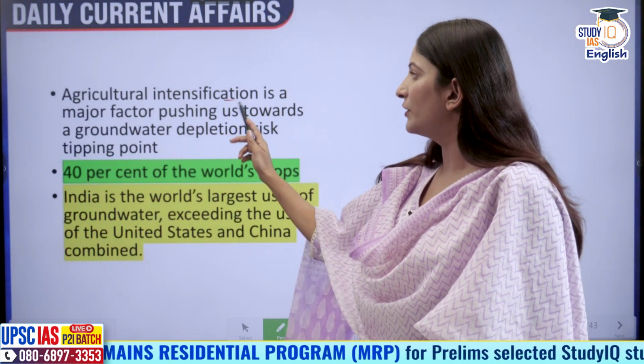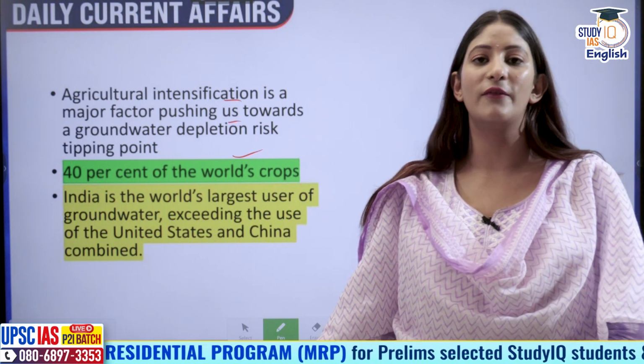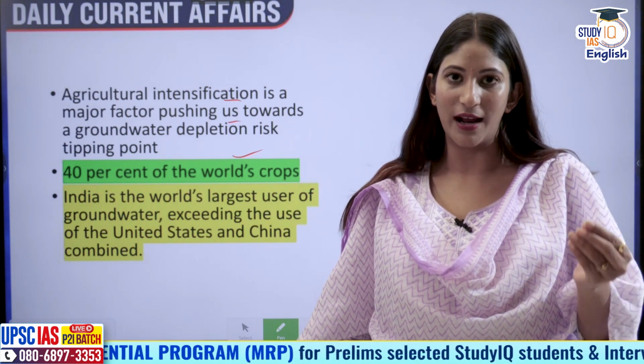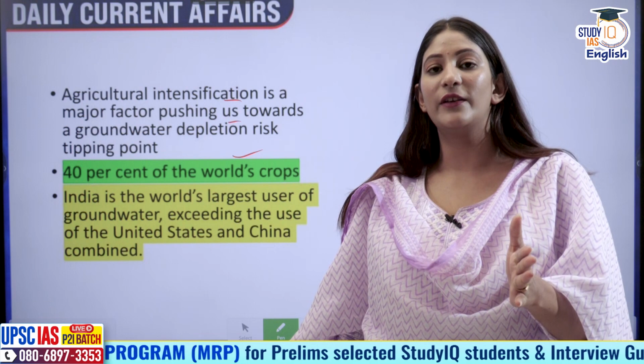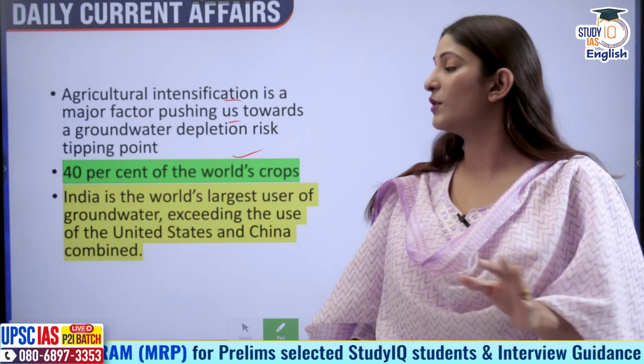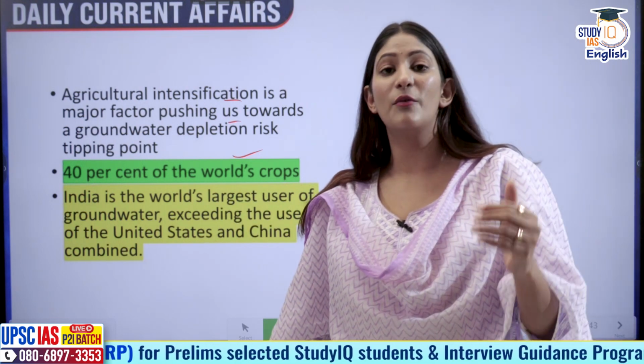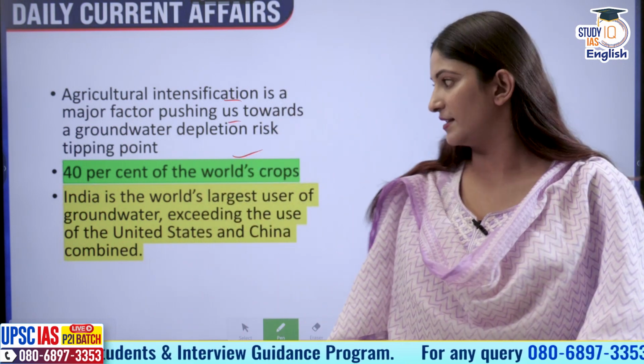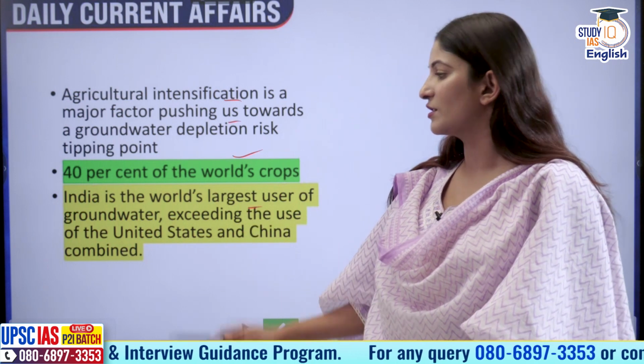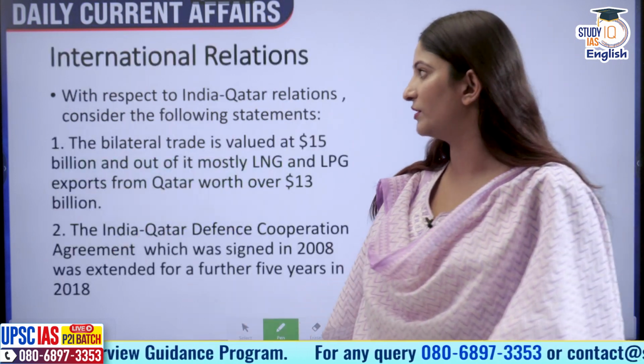Moving on, I have already told you about the usage of groundwater for agricultural purposes. Specifically, 40% of the world's crops are supported by groundwater only. And even in these, we have the staple crops, that means what we use for our dietary purposes, wheat and rice. India is the world's largest user of groundwater. I have told you about this as well.